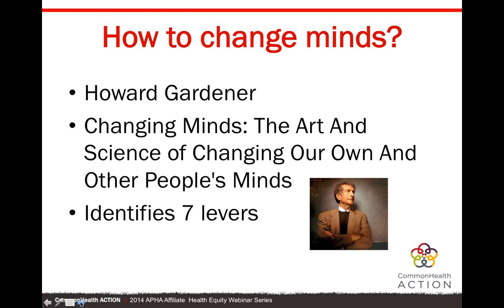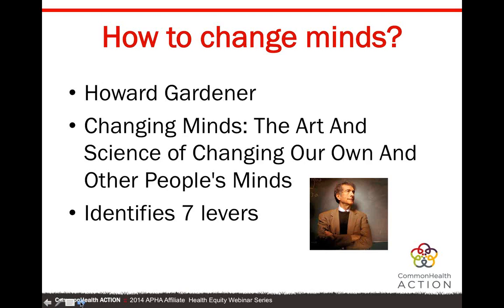So how do you actually go about changing people's minds? There is a Harvard-based psychologist named Howard Gardner, who might be most well known for his theory of multiple intelligences, which discusses how people have different types of intelligence. So he lists that as artistic intelligence, kinetic, linguistic, and other types, understanding that people really have different gifts and they also learn differently. He's also come up with a theory around changing minds, and it comes from a book, Changing Minds: The Art and Science of Changing Our Own and Other People's Minds.